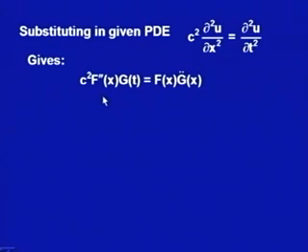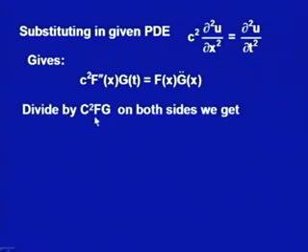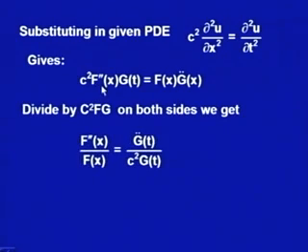The left hand side is involving x, and the right hand side is involving x and t. Now, let us divide the whole equation by c square into f into g. What we are getting here is f double dash x upon f x, because c square is cancelled out with c square and g t is cancelled out with g t. Similarly, here we would get g double dot t over c square g t.